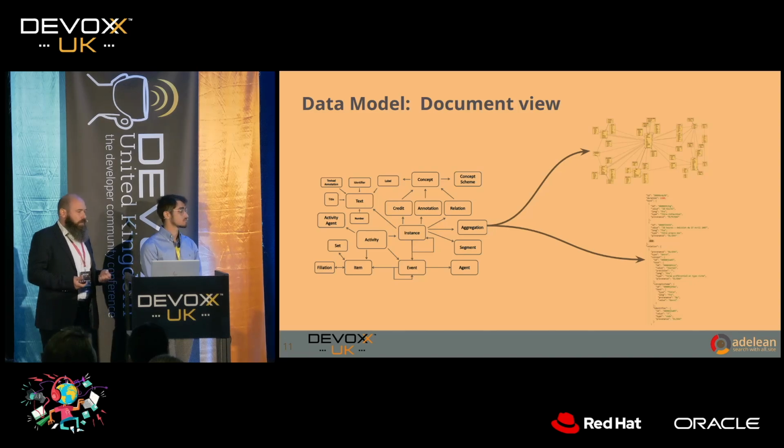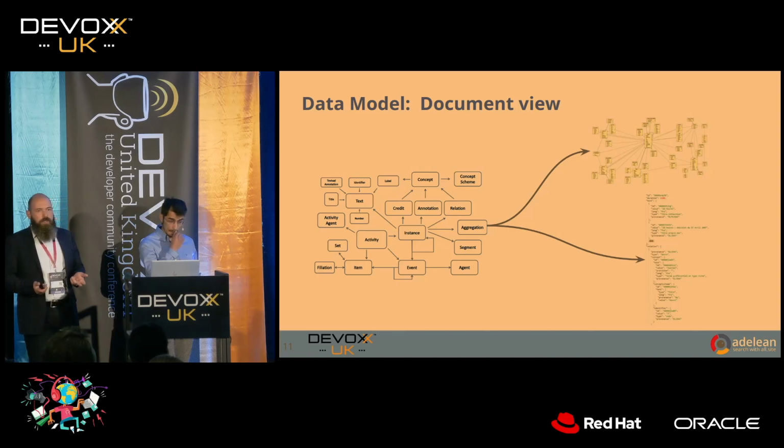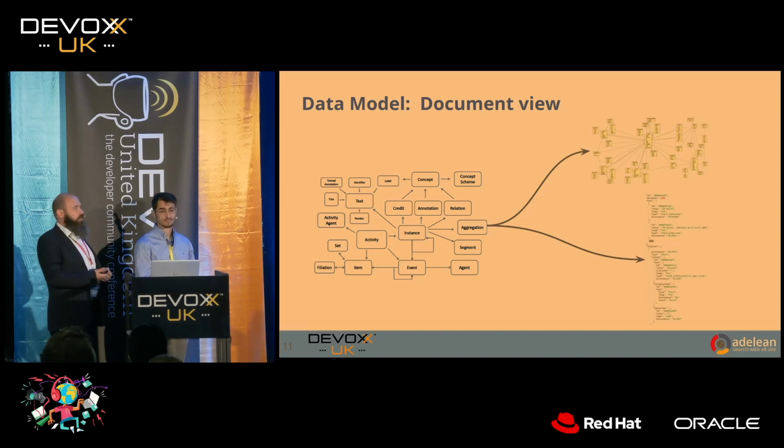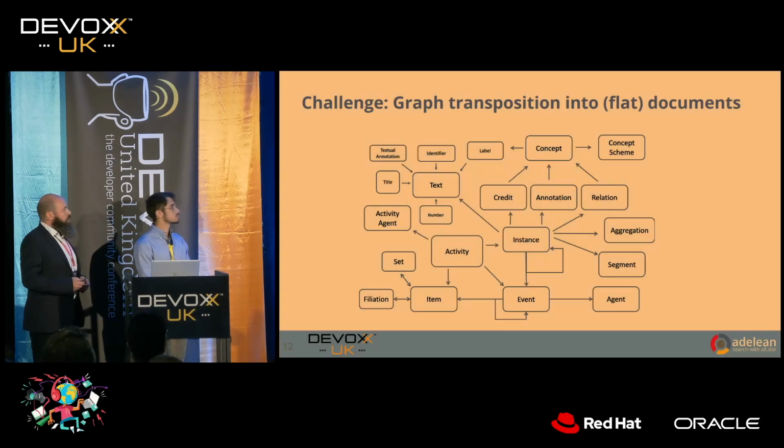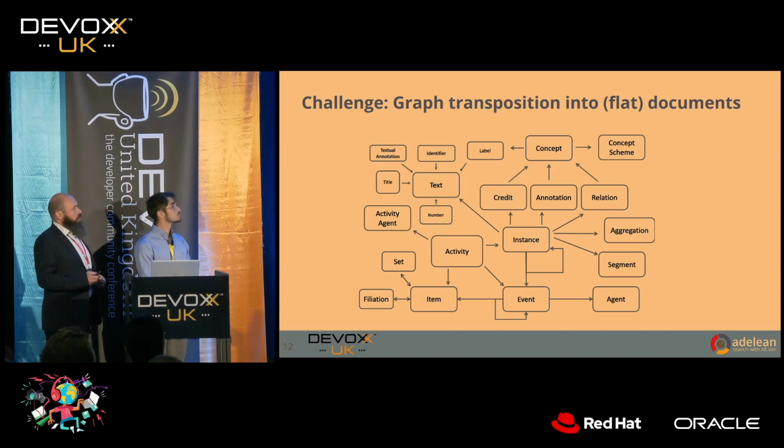And again, our objective in the group is to provide access to the content, to provide search facilities, and one of the best ways to do that is to use the text description of different elements. So we are trying to flatten the graph representation of the metadata into flat documents.